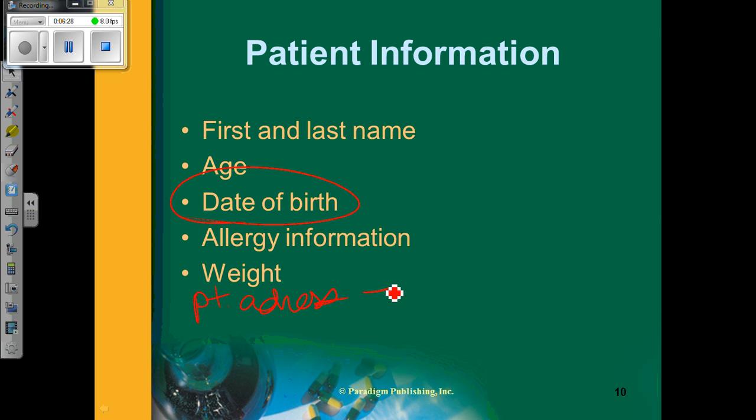Okay, some require height and weight. We have weight on here, but you may want to require height. Okay, and again, this book pretty much tells you everything. So some require height and weight in order to calculate and check for the right dosages as well.